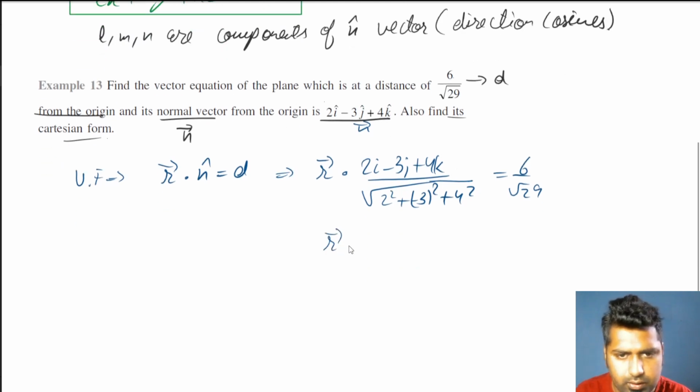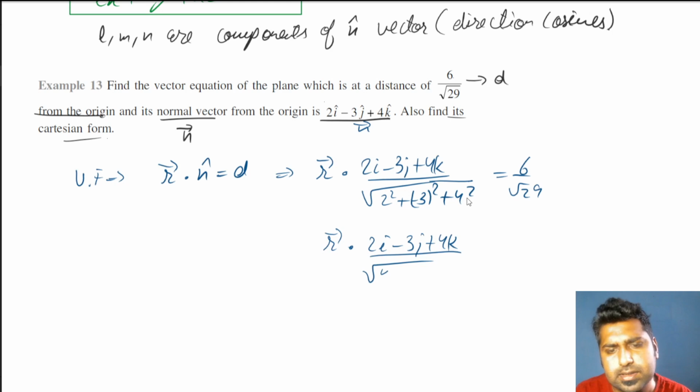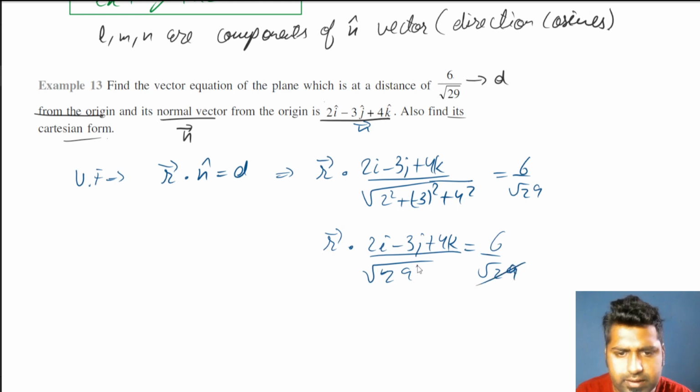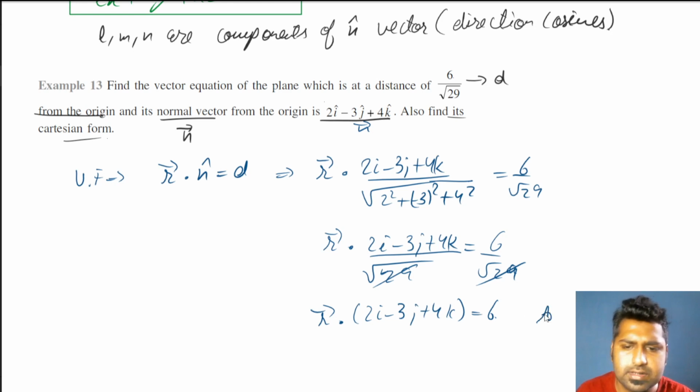So r dot, this becomes 2i minus 3j plus 4k, upon square root of 2 squared is 4, plus 9 plus 16. 16 plus 9 is 25, plus 4 is 29. It's also coming 29, root 29, 6 by root 29. So root 29 cancels. So the equation is r dot (2i minus 3j plus 4k) is equal to 6. That's your answer in the vector form.